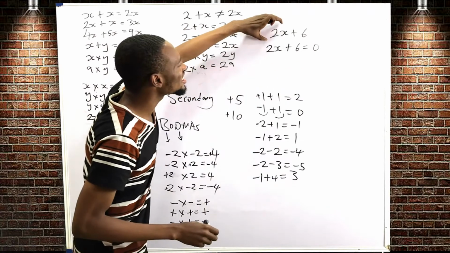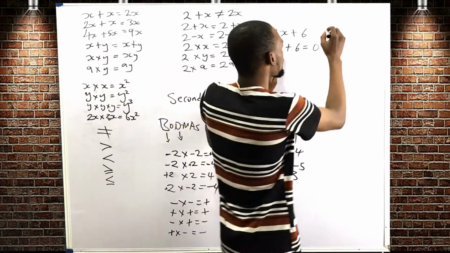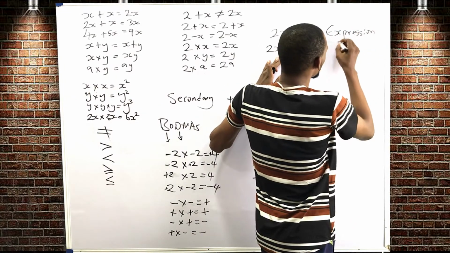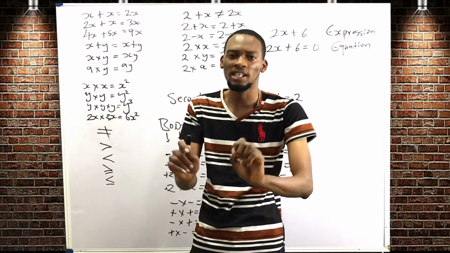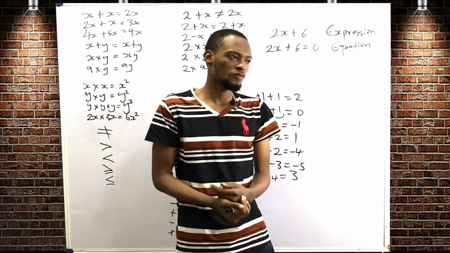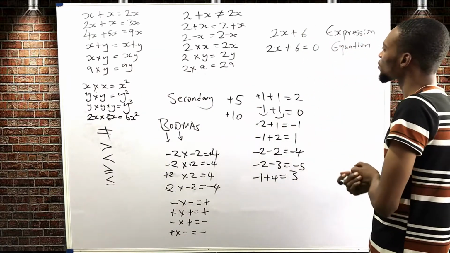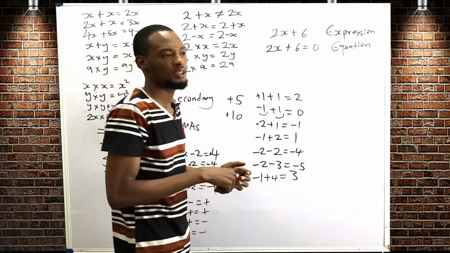So this is an equation. This is an expression. When there's no equality sign or equal to sign, it is called expression. But when you have the equality sign, it is called equation. So with this, we can solve this.